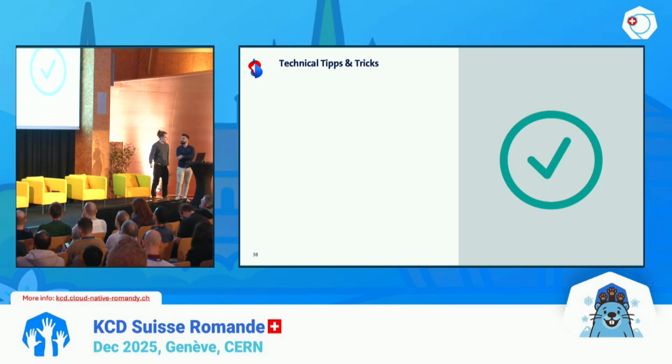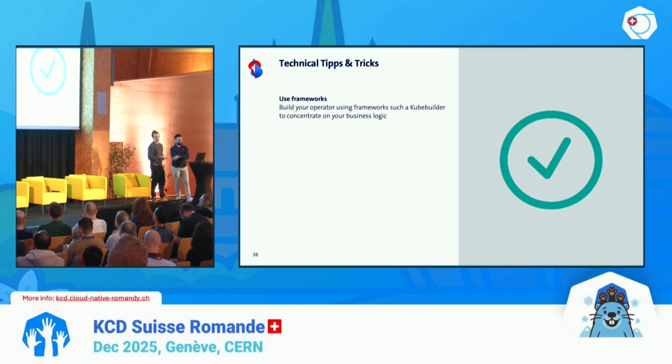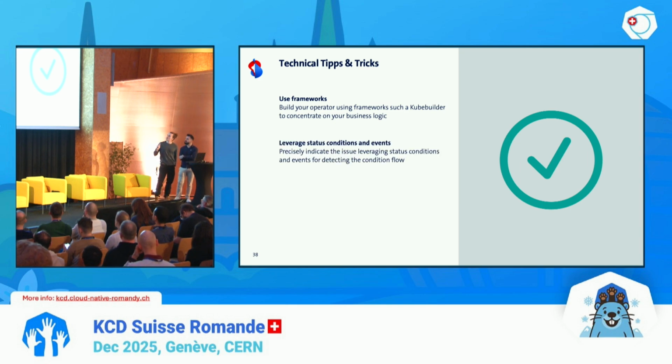Then maybe one last slide, a bit more technical. Maybe some of you develop Kubernetes operators. We suggest to use frameworks. So we use KubeBuilder. I think that was very good. I think there are lots of other ones now, also in different programming languages, not just Golang. But yeah, there's no need to start from scratch.